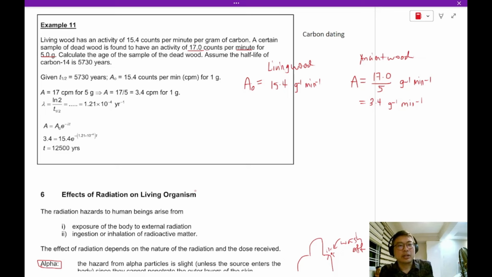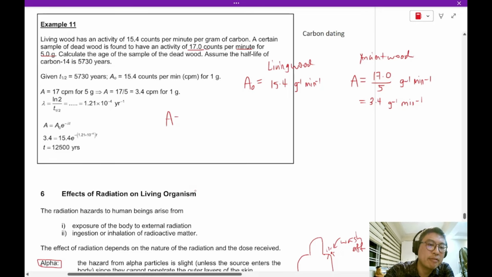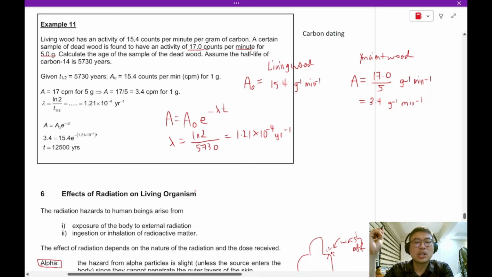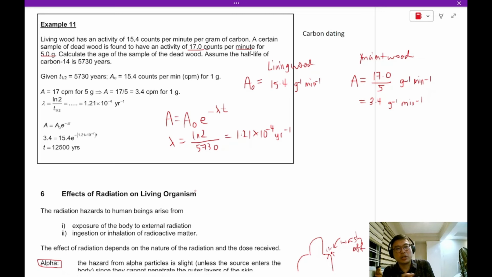Now you can take a look at the original way of doing it, which is shown on the left: A equals A0 e to the power of minus lambda t. They want to find t, so we first have to find lambda. Lambda equals ln 2 divided by 5,730. So this will give us 1.21 times 10 to the power of minus 4 per year. That means your chance of decaying is this much per year.